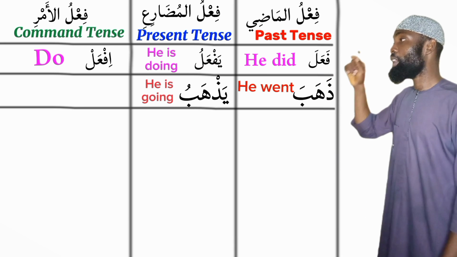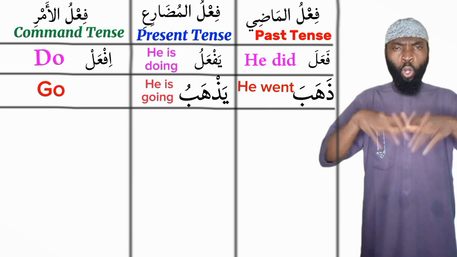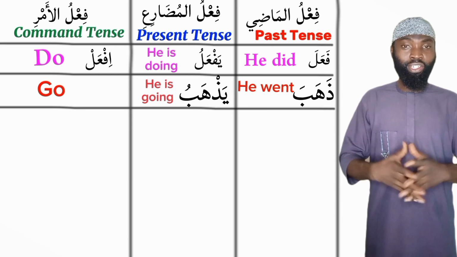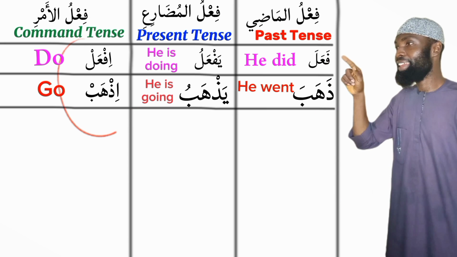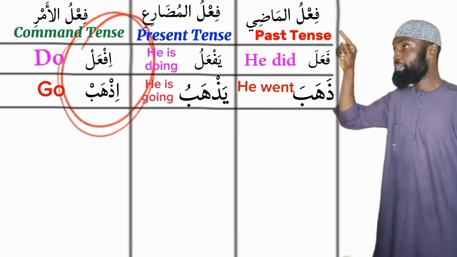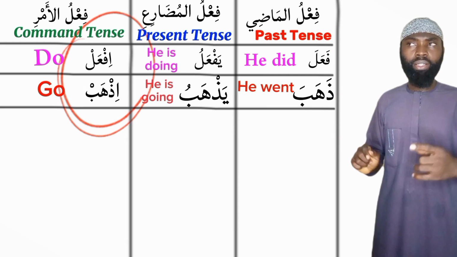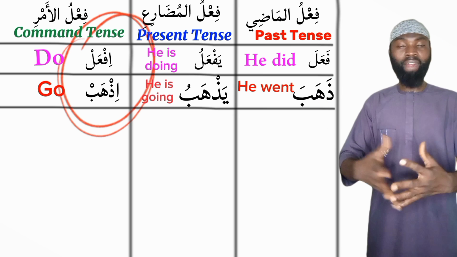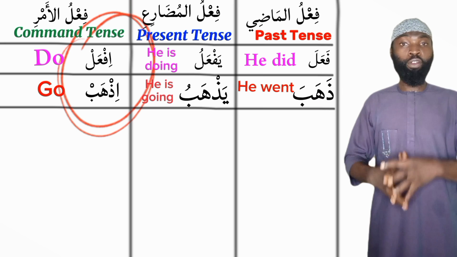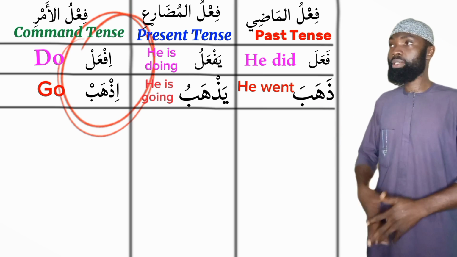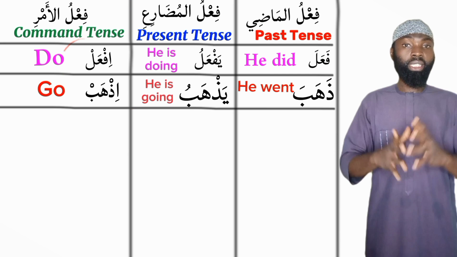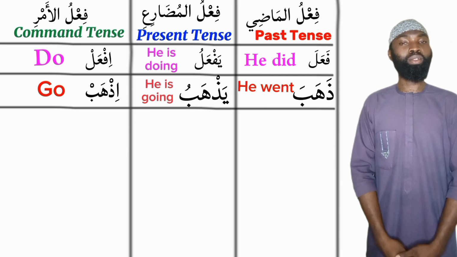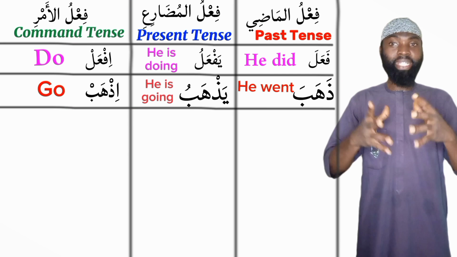Then going to the command tense. How do you command someone to go? Go. Very easy. Just say idhab. Going in line with the first pattern, which is if'al. Idhab, if'al. They are very similar in their vowelization. All you need to do is just put the same vowels that you put in the original pattern. MashaAllah.